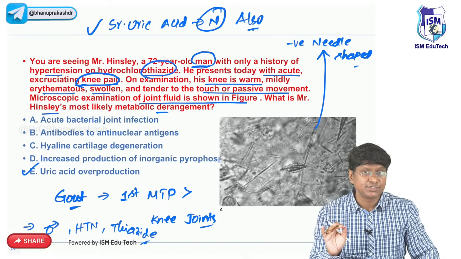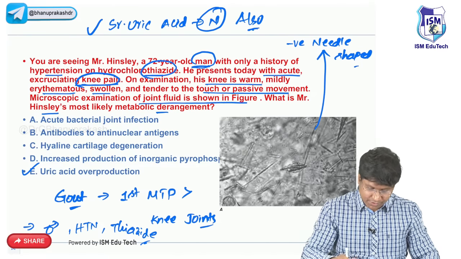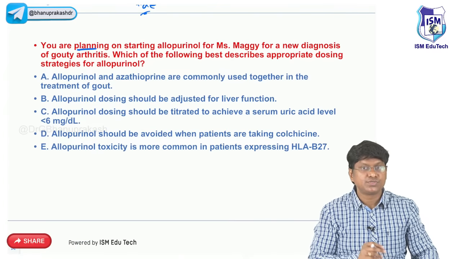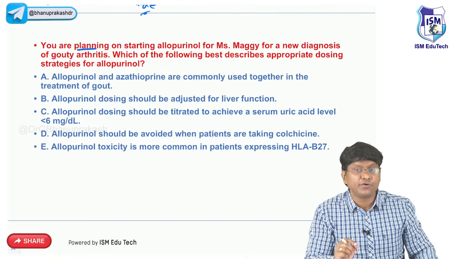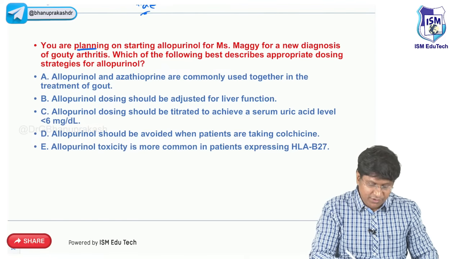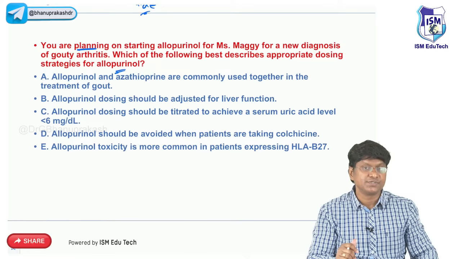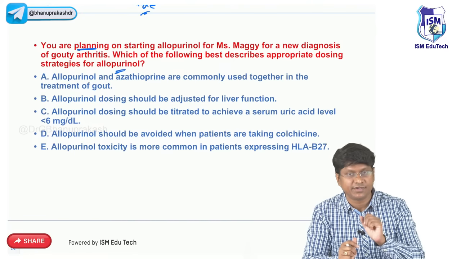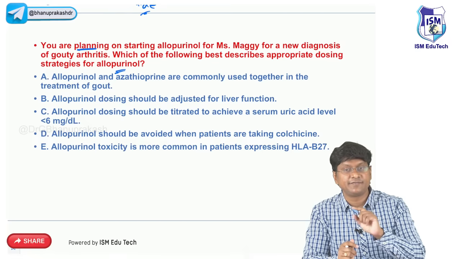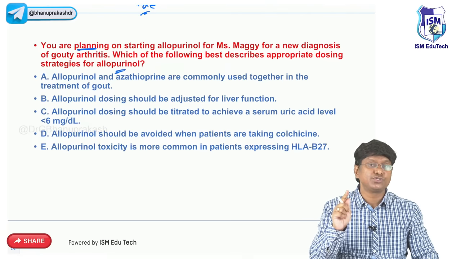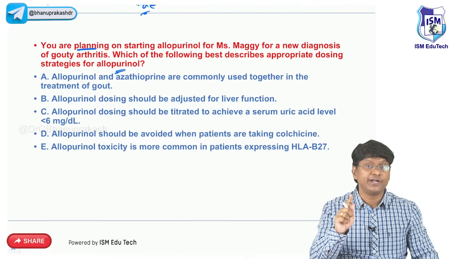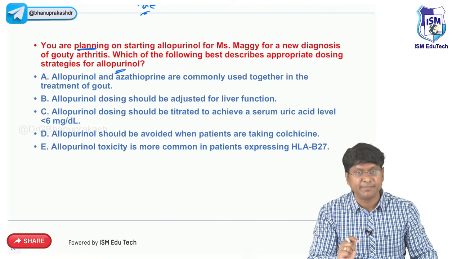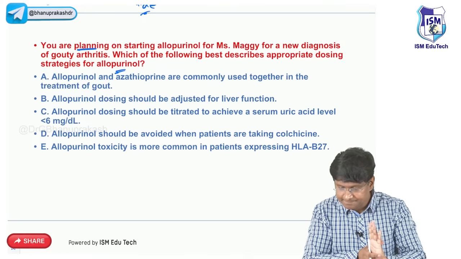Now let me take up the discussion of how do you treat these patients. So you see here, you're planning to start allopurinol for Miss Maggie for a new diagnosis of gouty arthritis. Which of the following best describes appropriate dosing strategies for the allopurinol? You go through all the options. Allopurinol and azathioprine are commonly used together in treatment of gout. Allopurinol dosing should be adjusted for liver function. Third option, allopurinol dosing should be titrated to achieve serum uric acid levels of less than 6. Fourth option, allopurinol should be avoided when patients are taking colchicine. Allopurinol toxicity is more common in patients expressing the HLA-B27. So what do you think is the correct statement here?